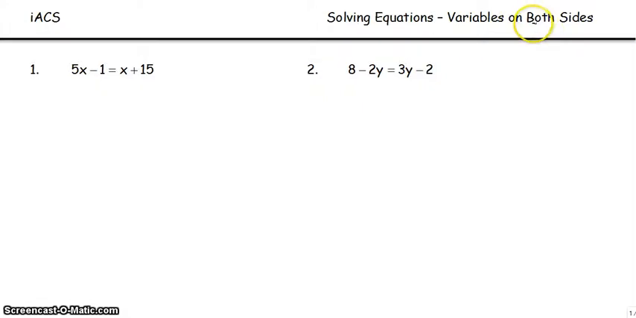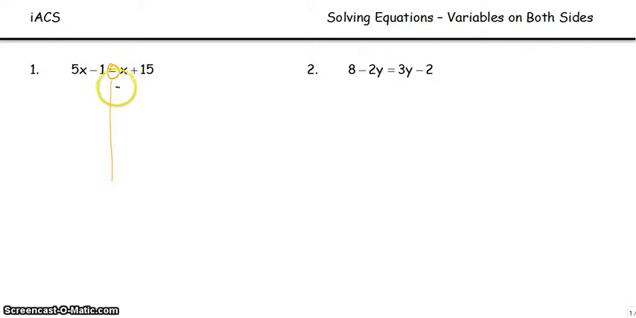Solving equations with variables on both sides. What's most important about solving equations with variables on both sides is to first move a variable so it's only on one side. As I look at the left, I have a 5x minus 1. On the right, I have x plus 15.